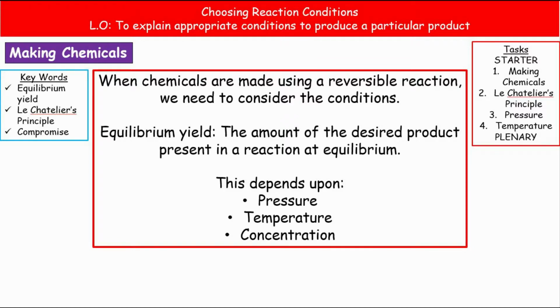And what we're going to do is we're going to take each of those in turn and have a look to see how we decide which of those conditions we're going to modify and how to modify them in order to maximize the amount of product we make. So make sure you've got those 3 points written down in your books for me.